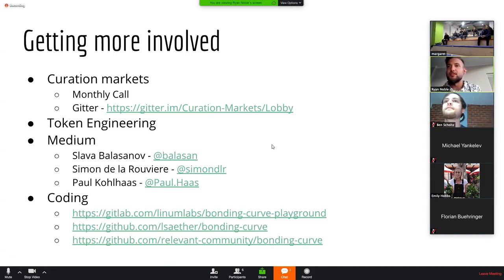And yeah, so there's a couple of links in here. So the relevant community bonding curves, there's a whole bunch in there. There's exponentials, there's ETH tokens. So that's a place I started when I was trying to learn about these curves. And I can never remember the real name, but yeah, so these are basically the two repos I started from.